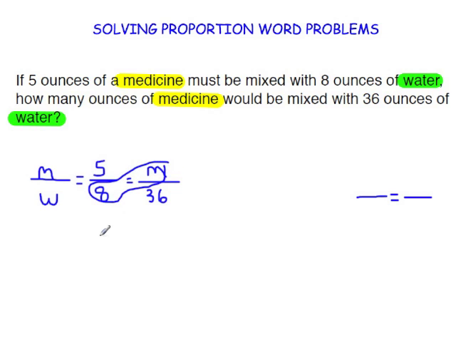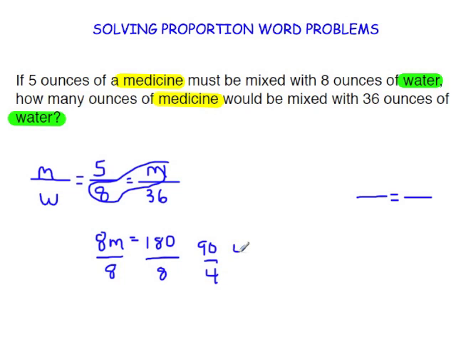8 times M is 8M. 5 times 36 is 180. One-step equation solved by dividing both sides by 8. And you can either divide out from here. You could reduce your fraction and make it a little bit smaller. You know 2 goes into both of those, so that's going to give you 90 over 4.